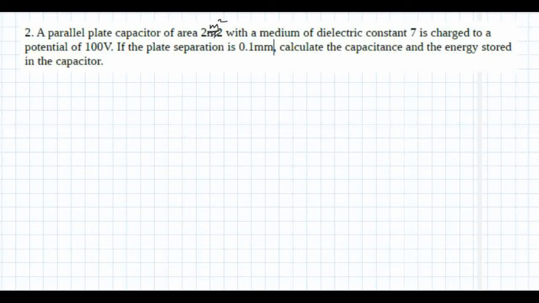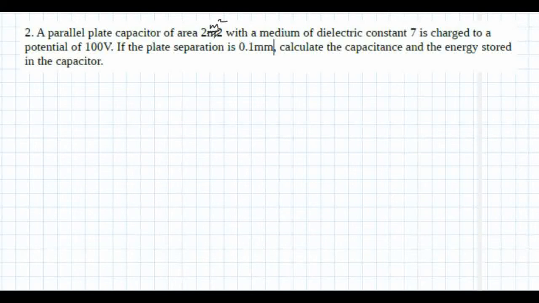With a medium of dielectric constant 7 is charged to a potential of 100 volts. If the plate separation is 0.1 millimeter, calculate the capacitance and the energy stored in the capacitor.